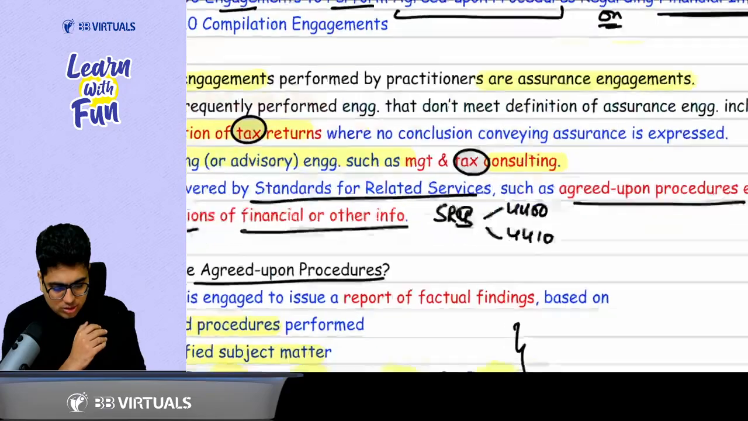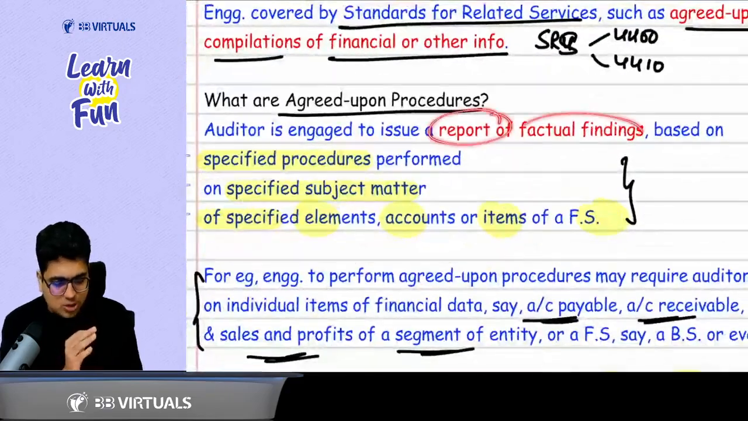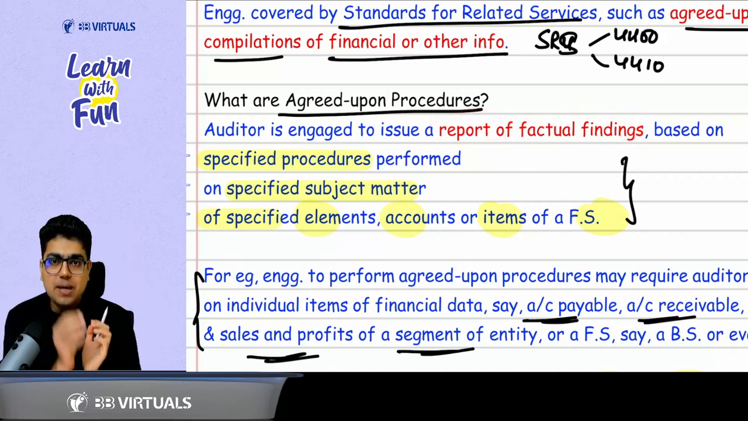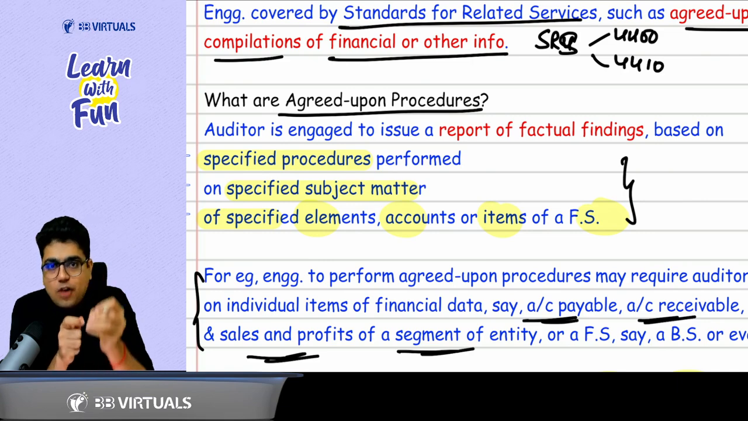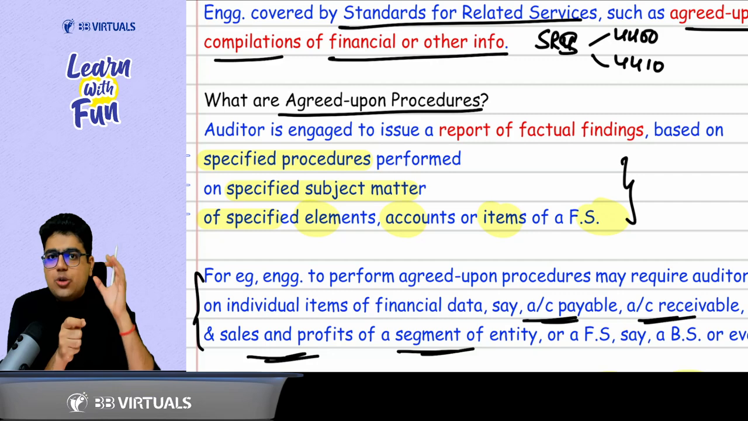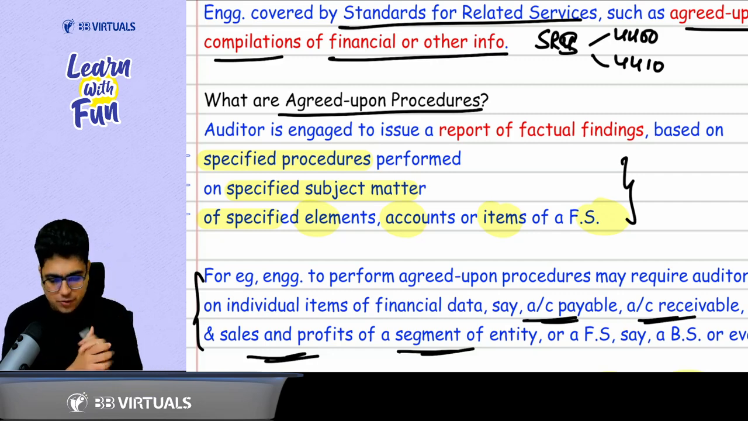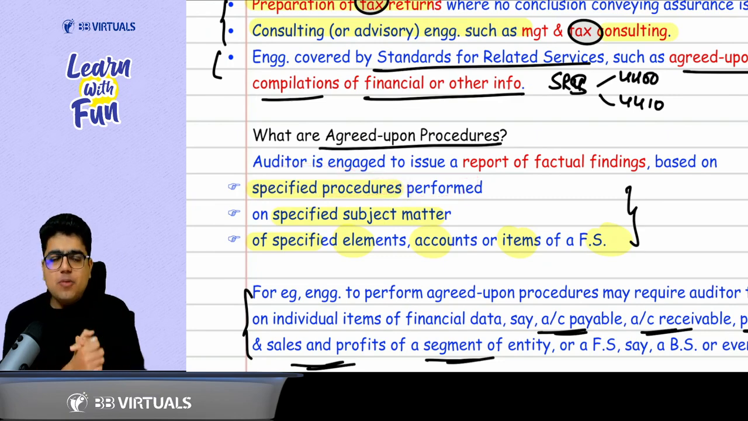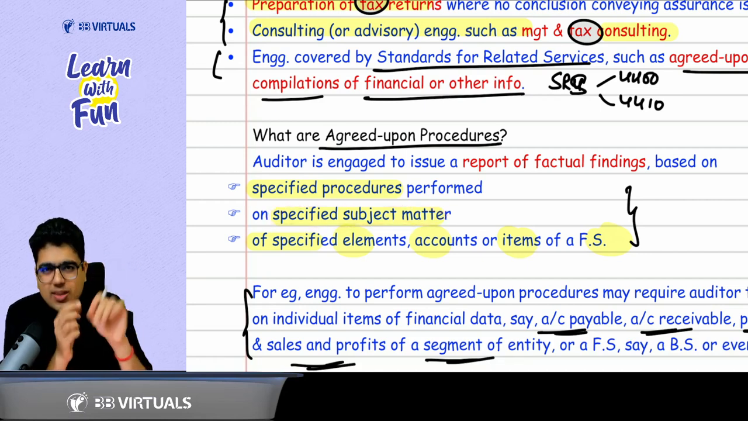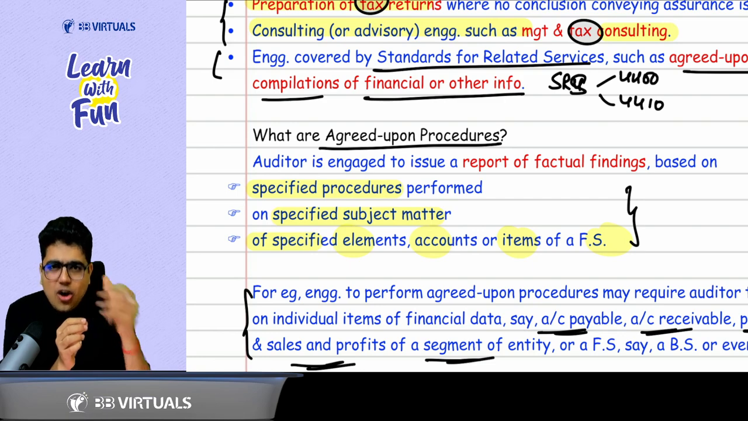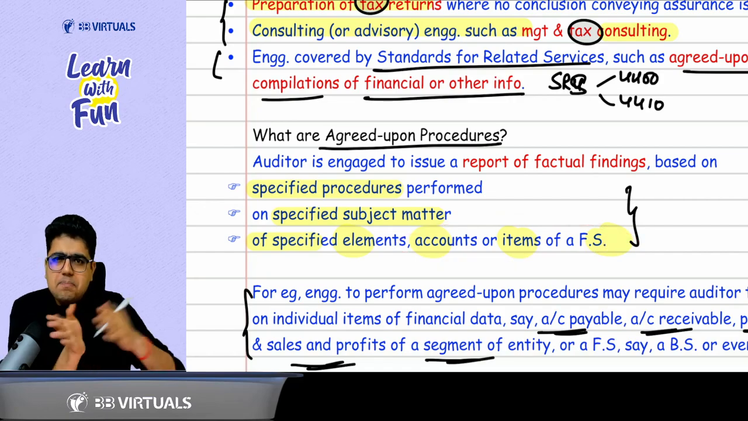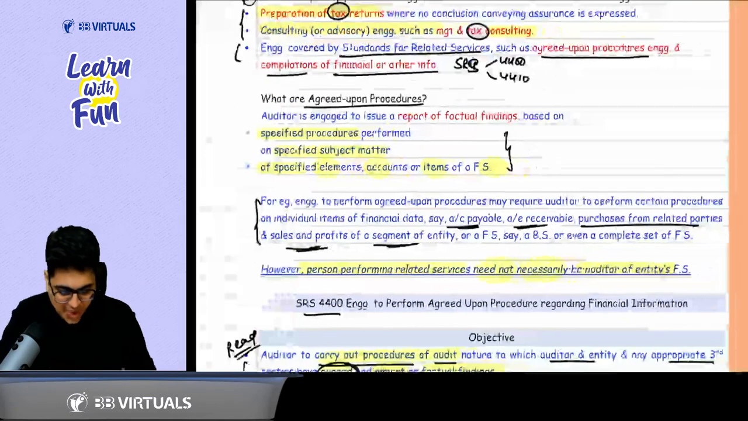How do I get to those facts? Sir, you have to report the factual findings. How do you report those factual findings? By performing the specific procedures. Whatever procedures are being instructed to you, only those procedures you have to perform. So based on the specified procedures performed, on what do I have to perform the procedures? On specified matter of account, item or element of financial statement like debtors, creditors, related party, and so on. Got it, sir.